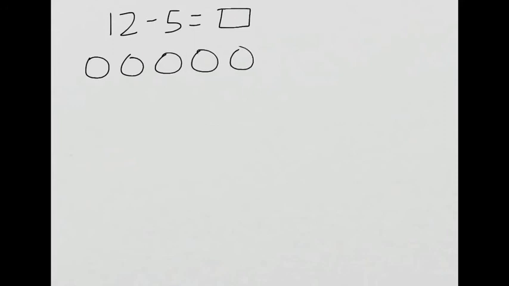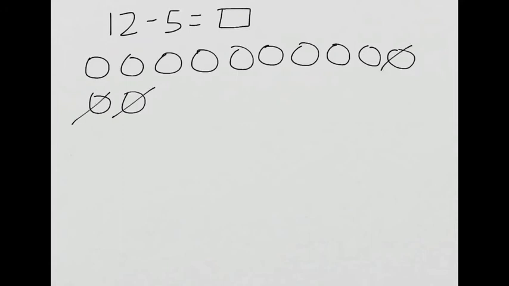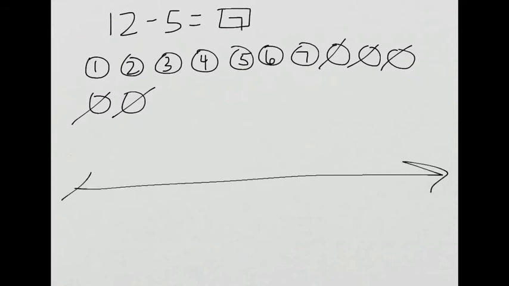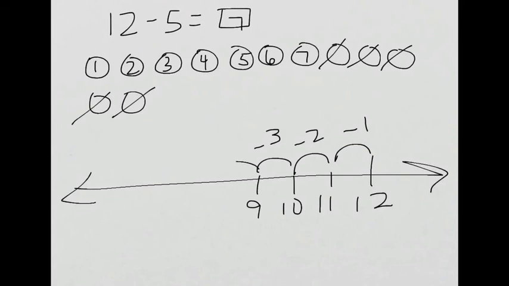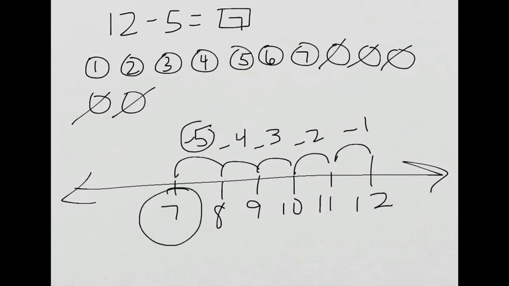When subtracting with lower numbers, some students may need to start out by drawing a picture. And then subtracting 1, 2, 3, 4, 5. Or utilizing the number line again. And I'm subtracting 5, so I'm going to make hops of 1 here. I've subtracted 5. My answer is 7.